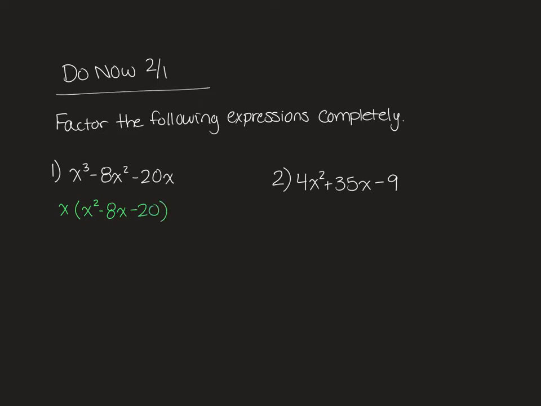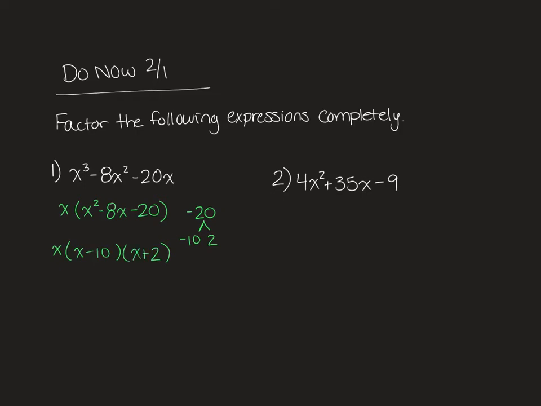Now we're not done. We have to factor that trinomial. Okay, so this is our normal factoring. What two numbers will multiply to negative 20 but add to negative 8? And your numbers are negative 10 and a positive 2. So your factored form, you bring this x down, is x minus 10 and x plus 2.